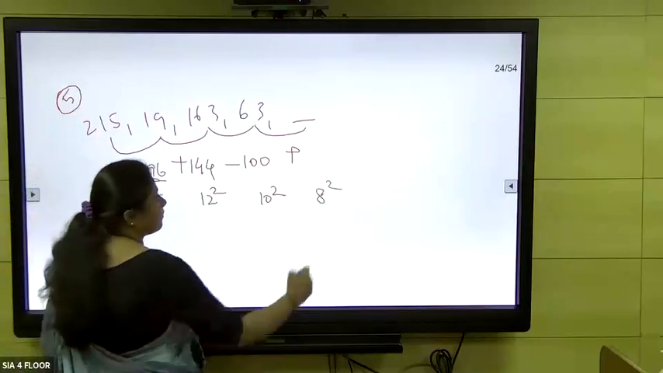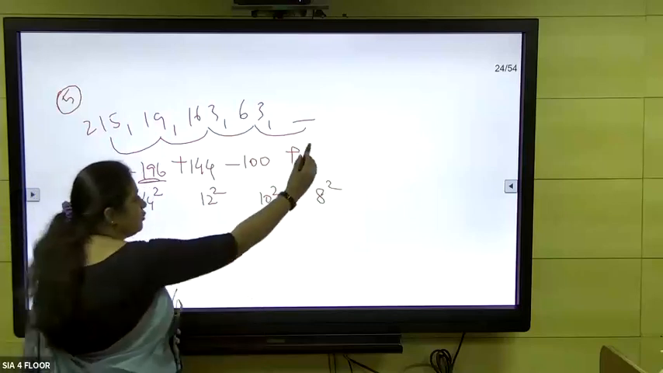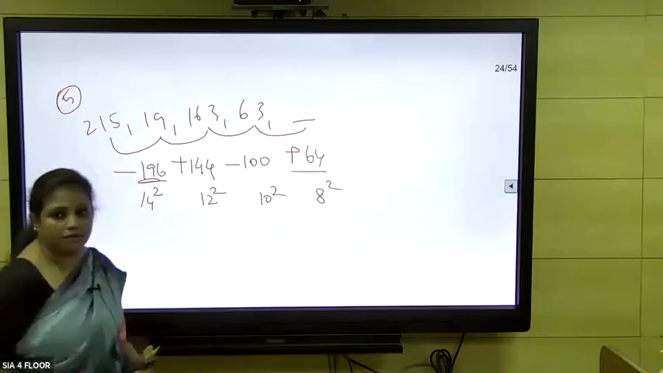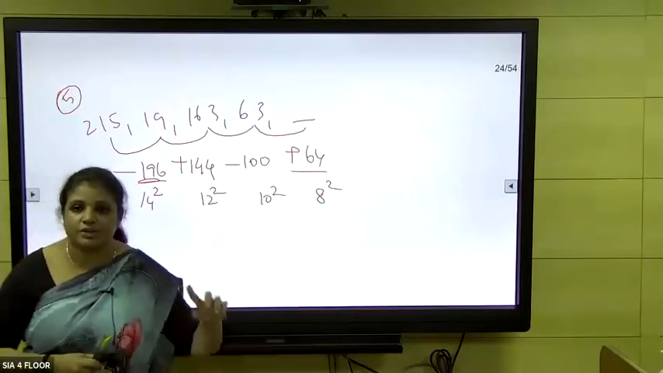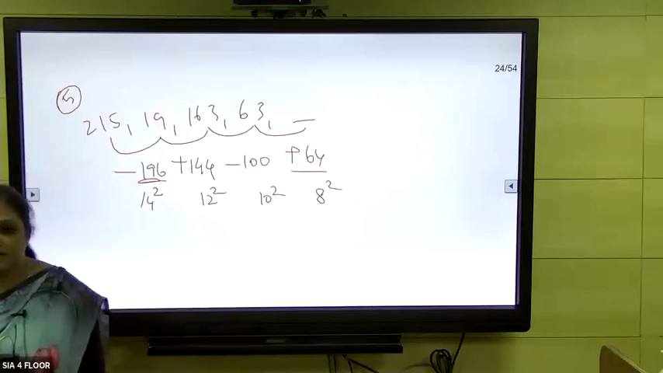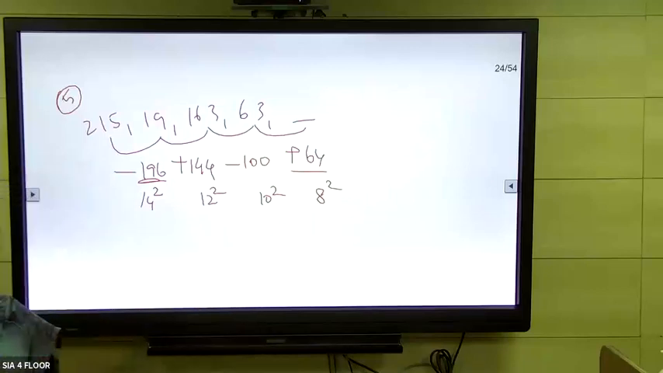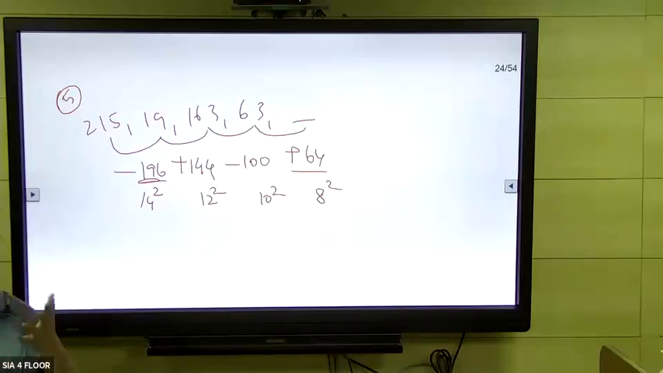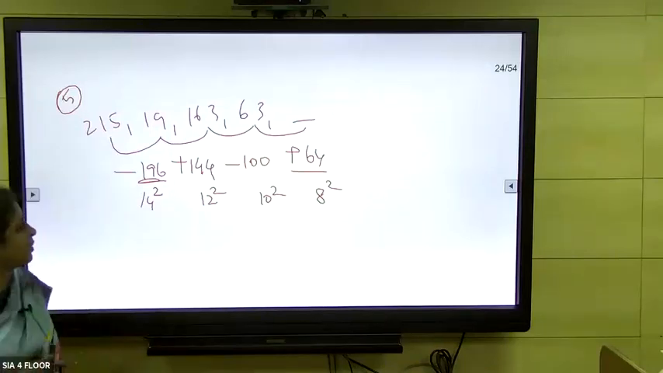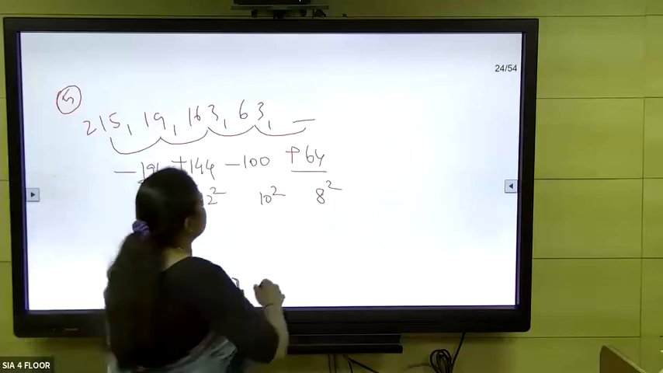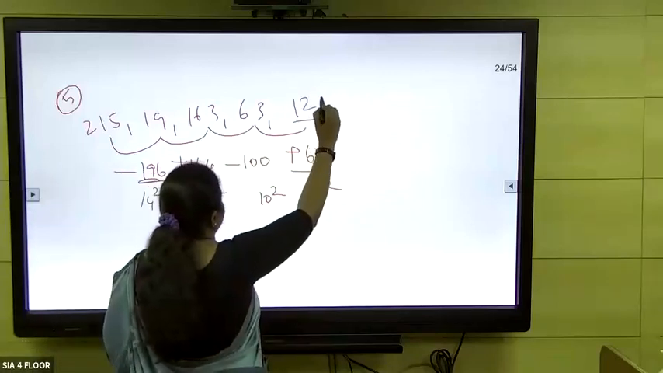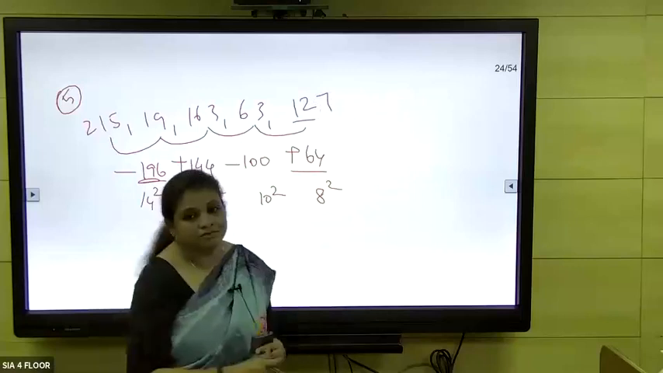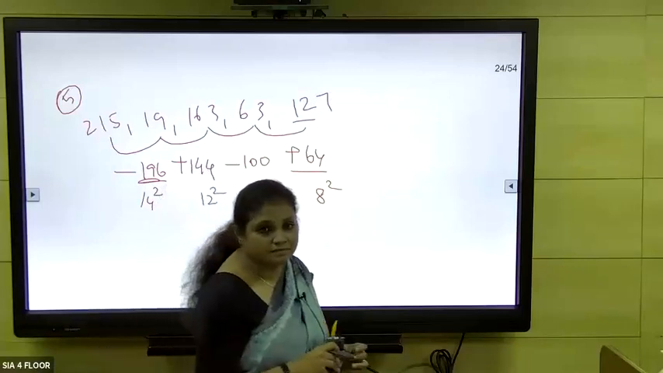8 square, so 64 should be added. We have written the sign already. That should be added; it shouldn't be subtracted. So if it's an alternate sequence, first you put the sign, then you take the difference and write the numbers. That makes your work simple. Now you add this 64 and 63 to make 127. So 127 is the answer.